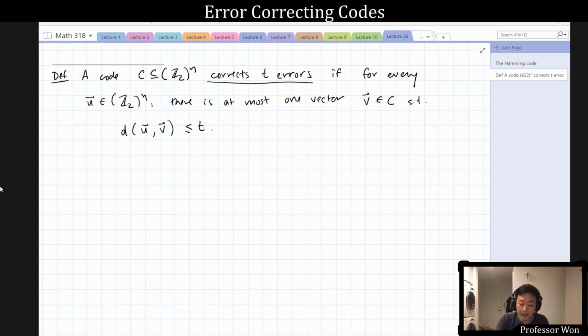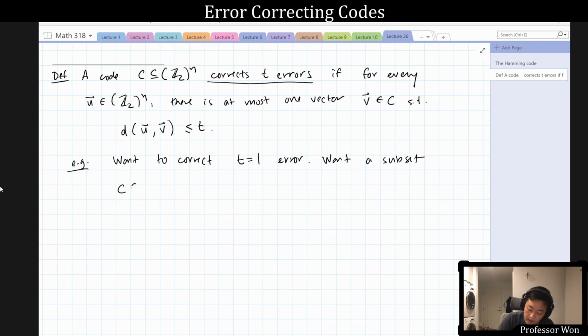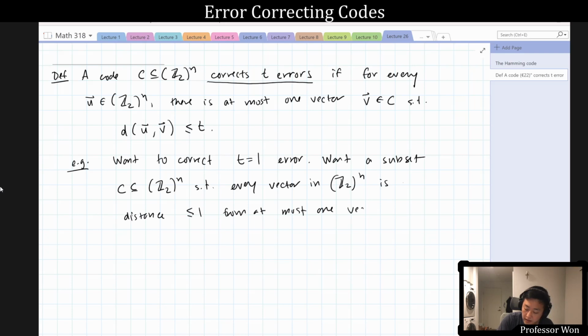Because if you think about it, let's say you want to correct one error. So if you want to correct t equals one error, then what we want is a subset, a code here, such that every vector in Z_2^n is distance 1 from at most one vector in C. Well, what does that mean about the vectors that are in your code?